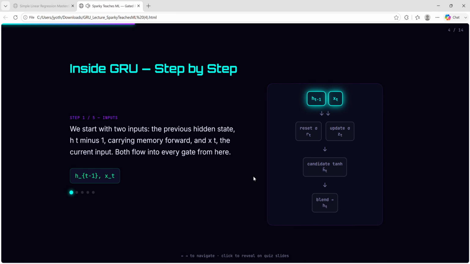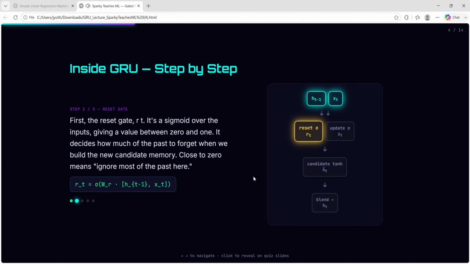We start with 2 inputs, the previous hidden state, ht-1, carrying memory forward, and xt, the current input. Both flow into every gate from here. First, the reset gate, rt. It's a sigmoid over the inputs, giving a value between 0 and 1. It decides how much of the past to forget when we build the new candidate memory. Close to 0 means ignore most of the past here.